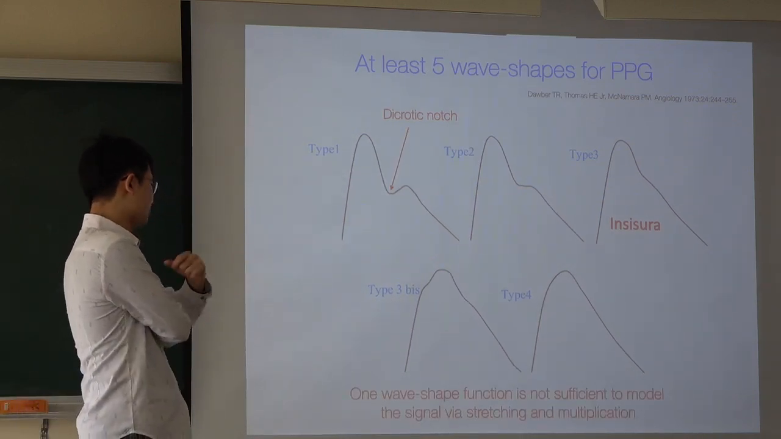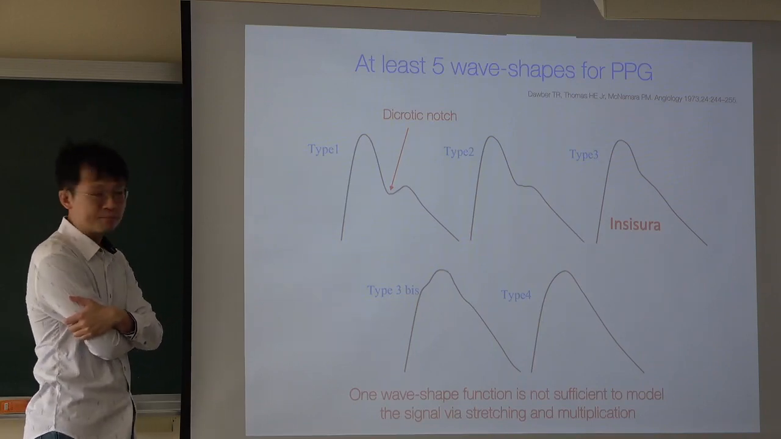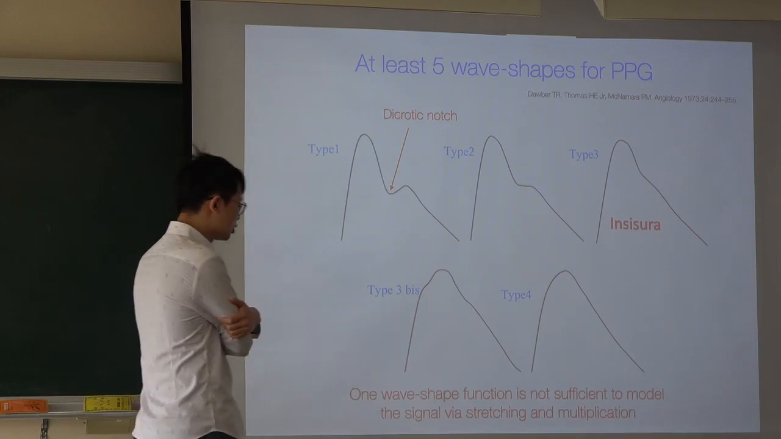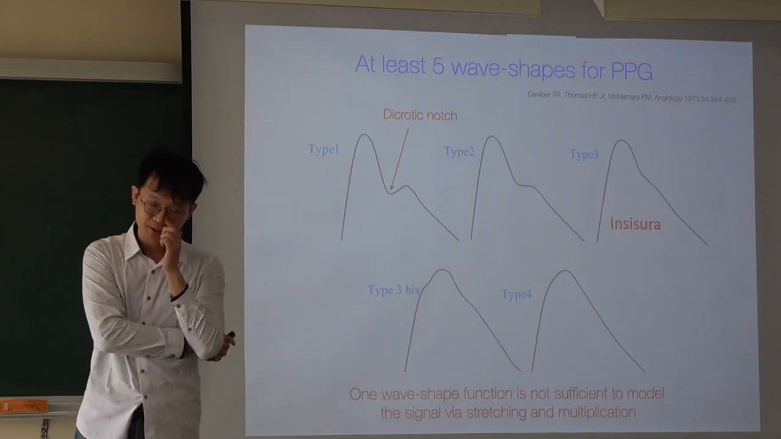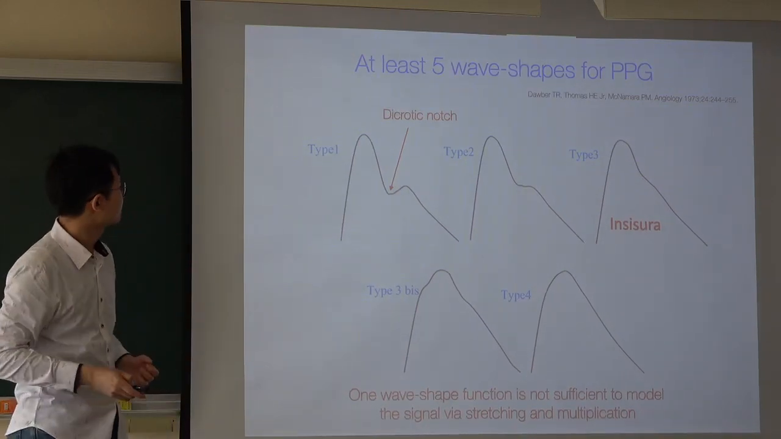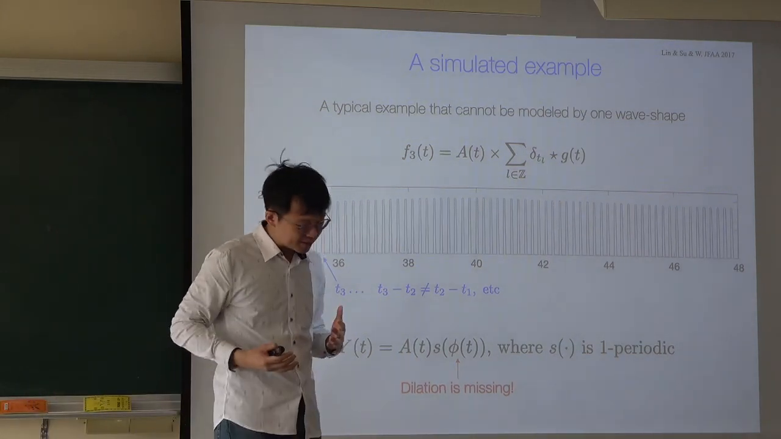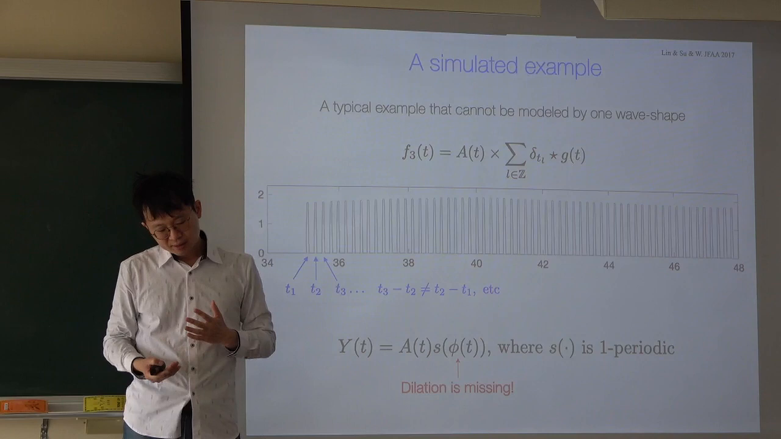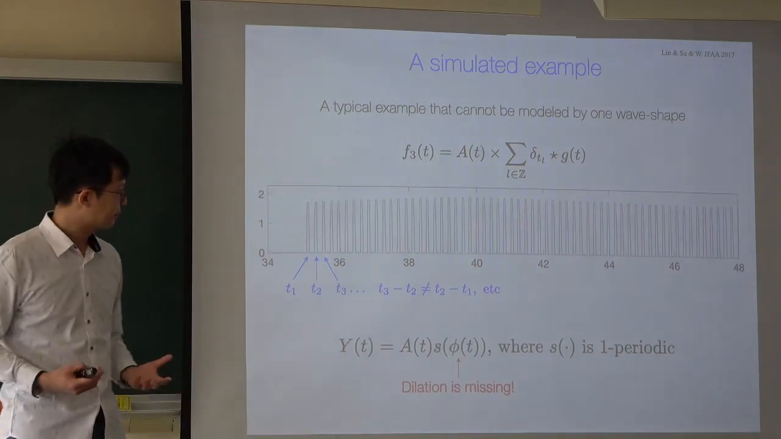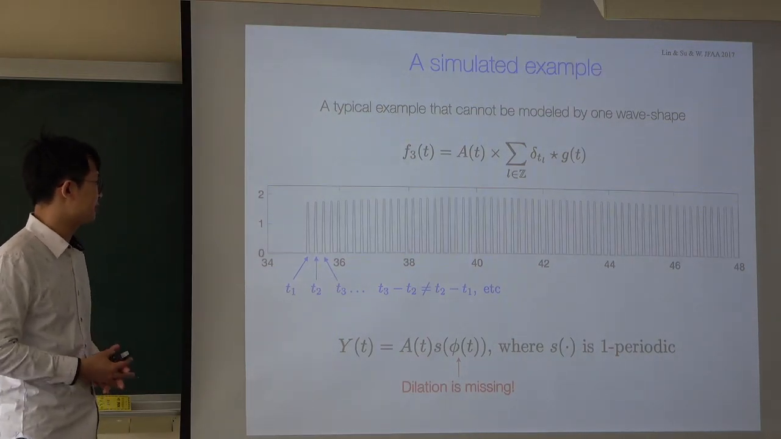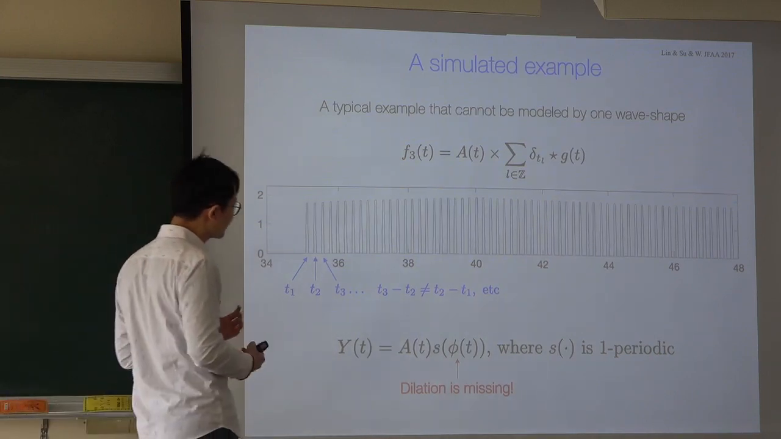So again, the emphasis here is that one wave shape function is not sufficient to model a real signal. In particular, just one wave shape function via stretching and multiplication, or dilation and scaling. That is real world data. And maybe you can say, this is real world data, so maybe there is other information that we don't know, and this is a modeling problem. That's true. So let's take a look at this simulated example, and you will see why it is something we really need to consider.